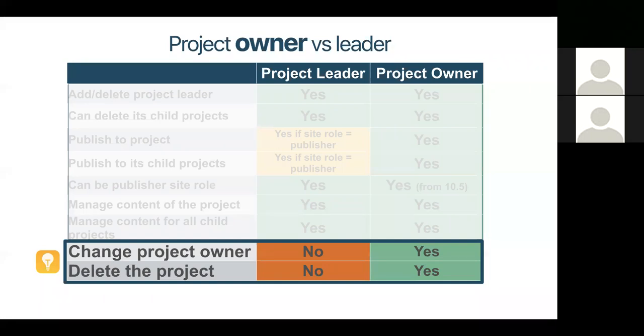I'm summarizing two key differences. One is that the owner can change the project owner. If I'm a project owner, I can give the ownership to somebody else, but a leader cannot. A leader cannot change the project owner. That's one. Second, as owner, I can delete the project. A project leader cannot delete the project.